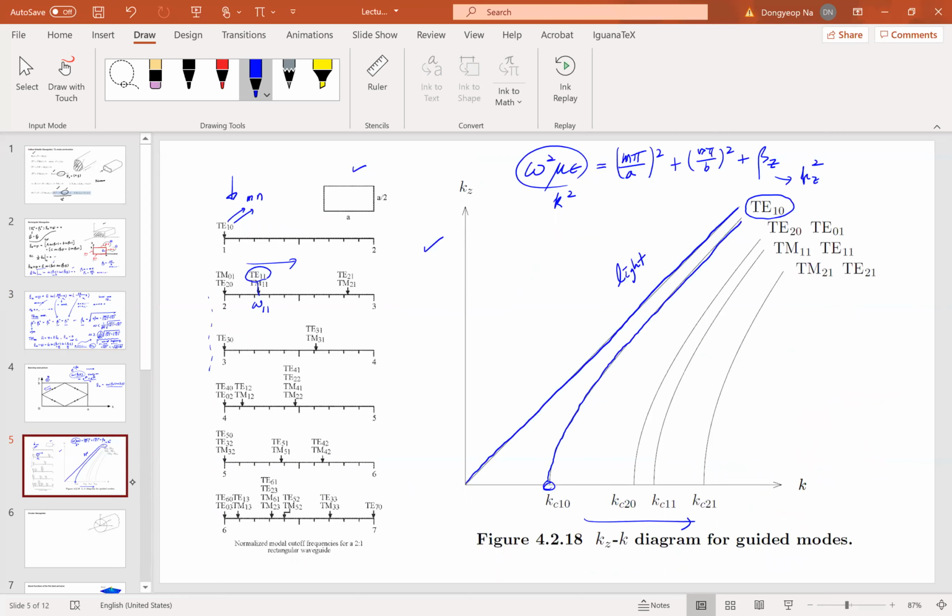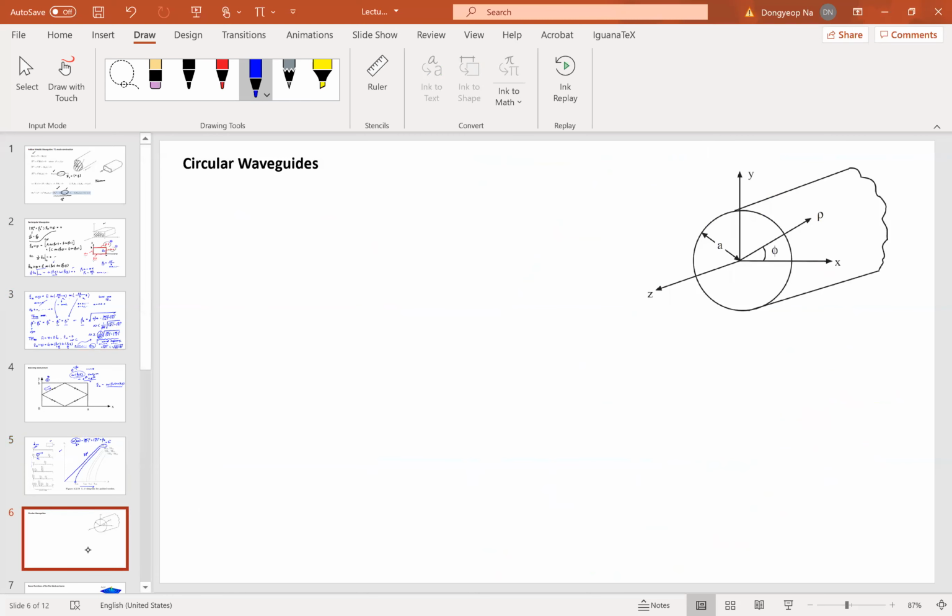Okay. Are there any questions for rectangular waveguide? Okay, then we can move on to the circular waveguide. Just the same procedure to obtain the closed form solution, but the difference between the rectangular and the circular waveguides is the shape of this transverse plane. In rectangular waveguide, the transverse plane was just rectangular, so the Cartesian coordinate would be the best choice for our study.